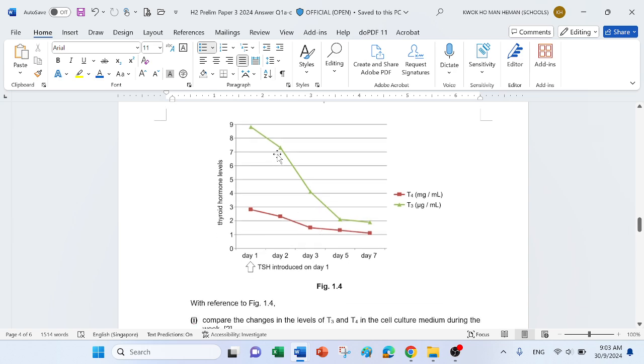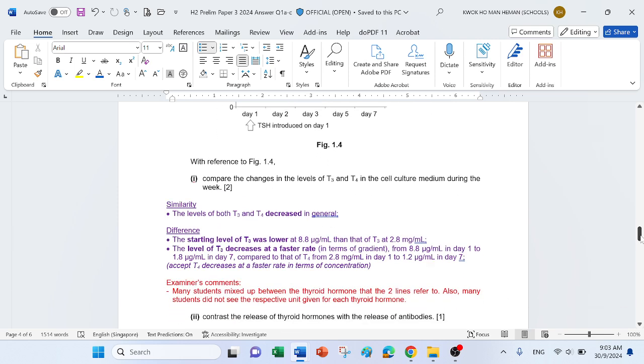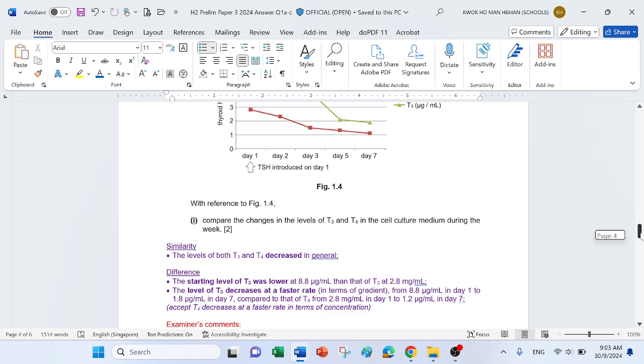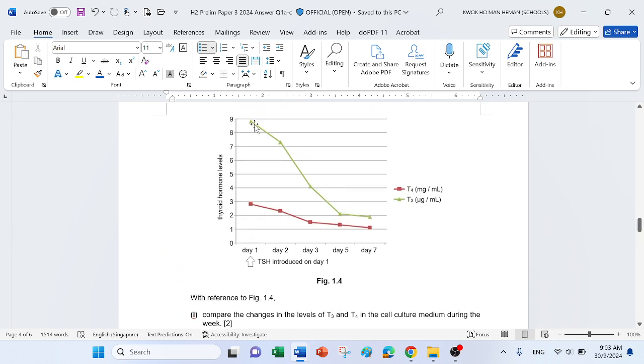And quite a number of you mix up the two graphs, and obviously if you look at the shape of the graph, because mine has color, yours don't have, right? But you can still see the shape of the points, right? Clearly the triangular points are referring to T3, and this squarish ones is for T4, right? So a lot will mix up between the two. Okay, so for the differences, the starting for T3 is actually lower, even though it looks higher on the graph, but because of the unit, right, microgram, so actually the starting level is lower than T4.